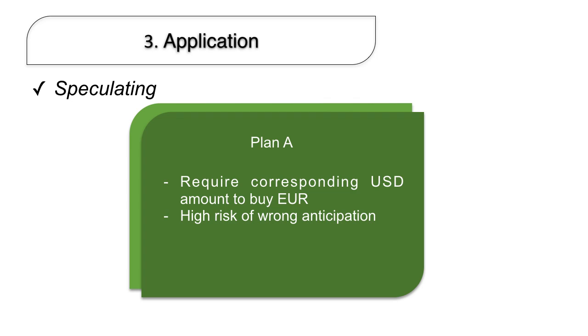Suppose that the investor has enough USD to buy 1 million euros. If the price of Euro won't meet his expectation, or worse, it falls, then he will suffer losses. Plan A appears too costly and risky.